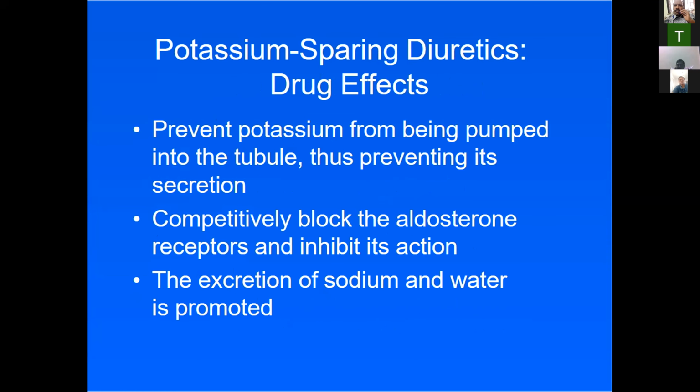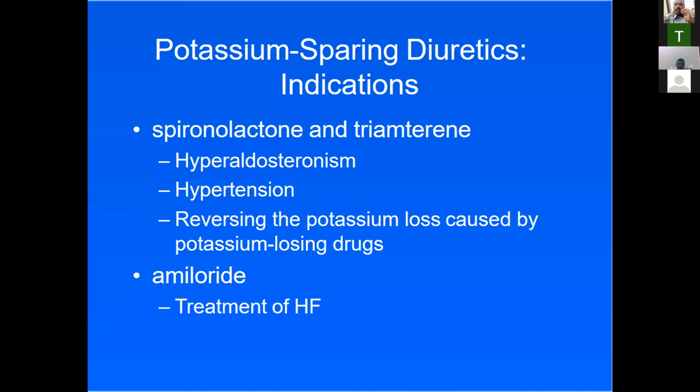It also prevents potassium from being pumped into the tubule and prevents its secretion, and it competitively blocks the aldosterone receptor and inhibits its action. The aldosterone receptors are responsible for the exchange of sodium as well as potassium ions. When you give spironolactone, a potassium sparing diuretic, it blocks the aldosterone receptor and inhibits the interaction. The excretion of sodium and water will be promoted without the loss of potassium. That is important.